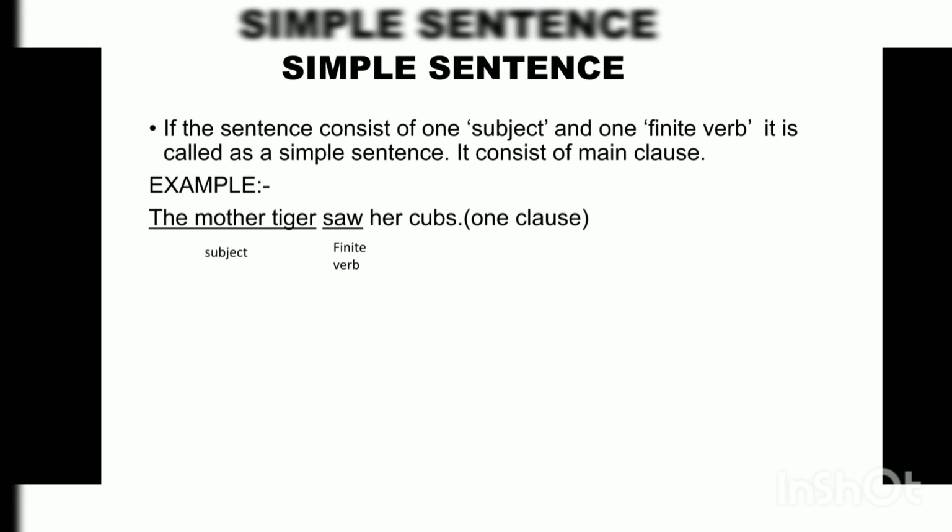For example, the mother tiger (subject) saw (finite verb) her cubs. So the mother tiger saw her cubs, in which the subject is the mother tiger and the finite verb is saw. So this is only one clause. Let's move to the next one.